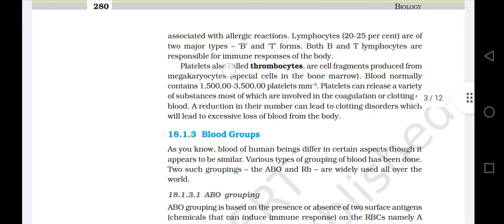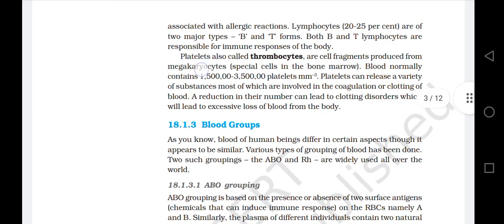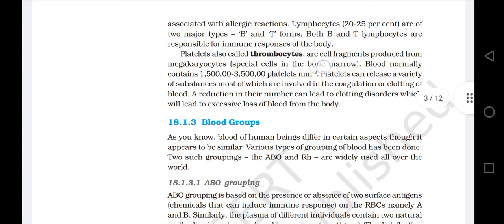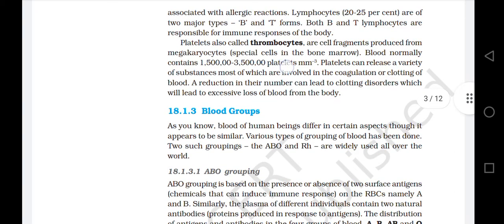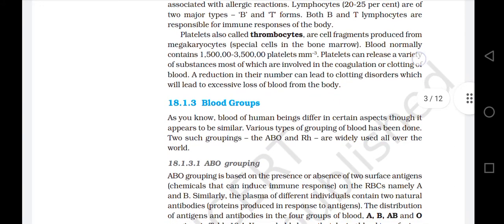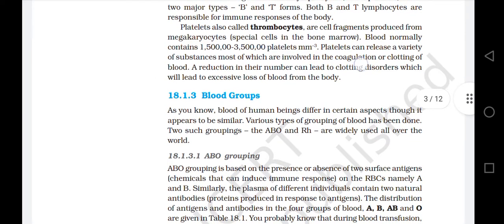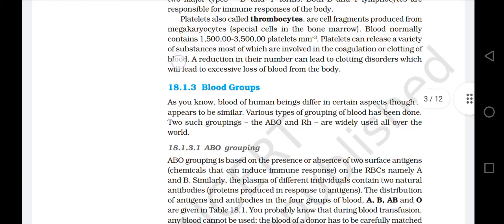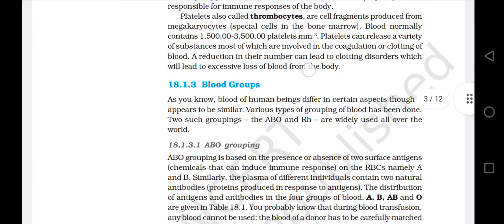Platelets, also called thrombocytes, are cell fragments produced from megakaryocytes, special cells in the bone marrow. Blood normally contains 1,50,000 to 3,50,000 platelets per millimeter cube. Platelets can release a variety of substances, most of which are involved in coagulation or in clotting of blood. A reduction in their number can lead to clotting disorder, which will lead to excessive loss of blood from the body.